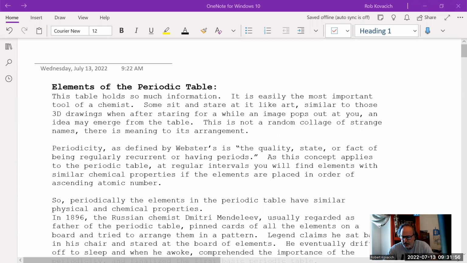So the whole point of this is not to confuse students. It's actually to make things a lot easier. And hopefully after we get through this discussion about the table, you'll look at the table and realize, oh, this actually can help me. So first, a little history with it.